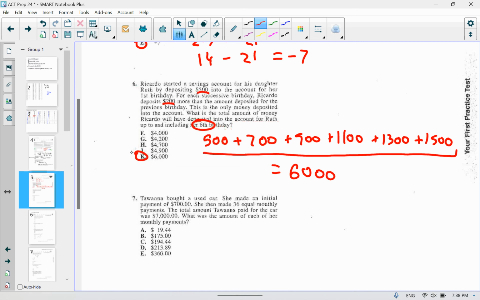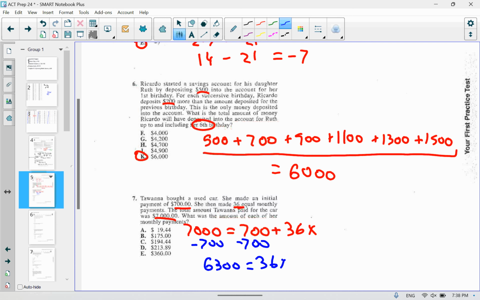Okay. Simple. The total is 7,000. I paid 700 one time. I could treat that as an intercept. And 36x, I could treat like a slope. And now I'm just solving for x. So I can subtract 700, and then I can divide by 36. 175. Letter B.